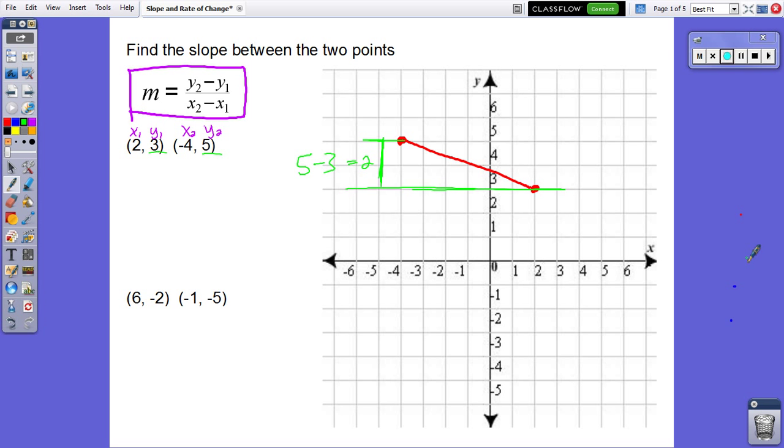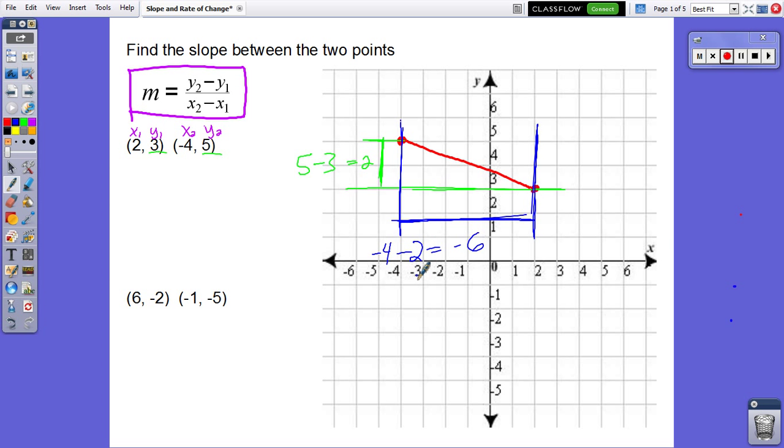We can do the same thing for the x values. Here's an x value of negative 4. Here's the x value of 2. If we want to find the distance between those numbers, we subtract. I guess if I did 5 minus 3, I should do negative 4 minus 2. But in any case, you're going to get a distance of 6. Well, I guess it should be negative 6, shouldn't it? And we get that from doing negative 4 minus 2.